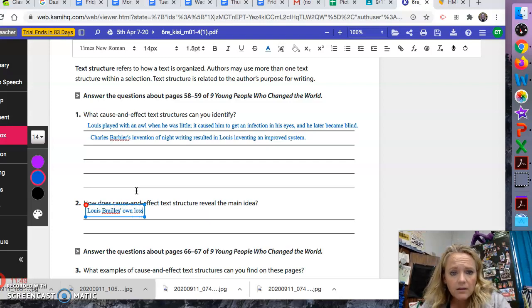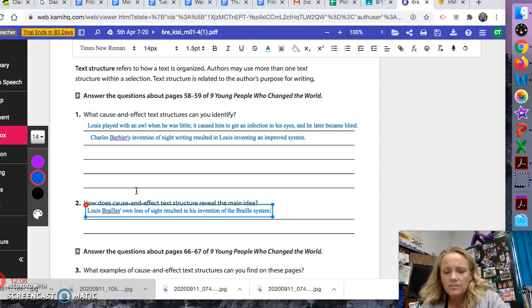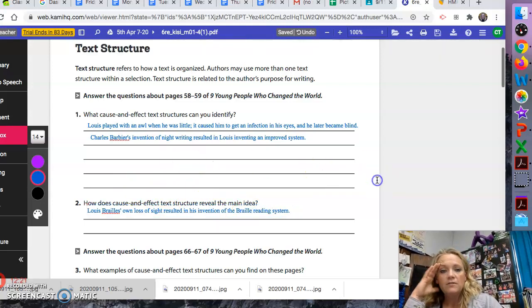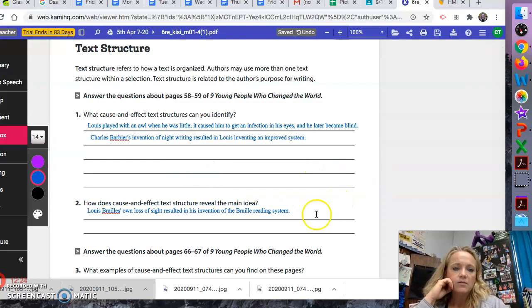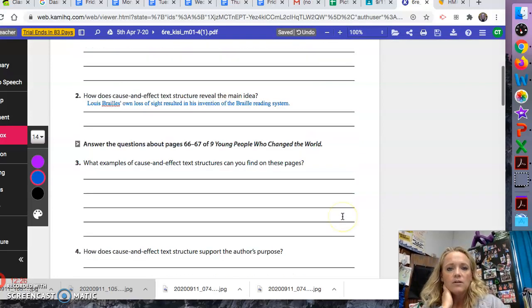Louis Braille's own loss of sight resulted in his invention of the Braille reading system. There, I like that. And once you've answered something similar to one of those for both 1 and 2, then you can scroll up.